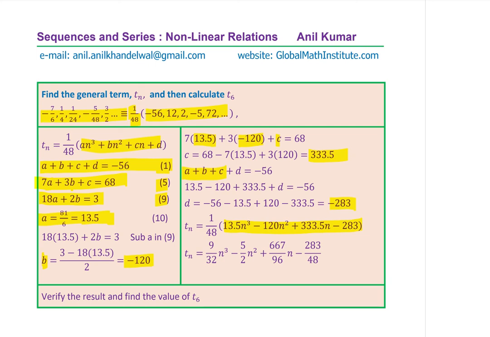Perfect. Now these decimals, it's just not a good idea to write the equation in that particular fashion. So I'd like you to open the bracket and write them as fractions, correct? So once you multiply by 1 over 48 all these terms, you get your solution, and the general term can now be written as a cubic equation 9 over 32 n cubed minus 5 over 2 n squared plus 667 over 96n minus 283 over 48. Does that make sense to you? Correct? So that is how we get our equation.